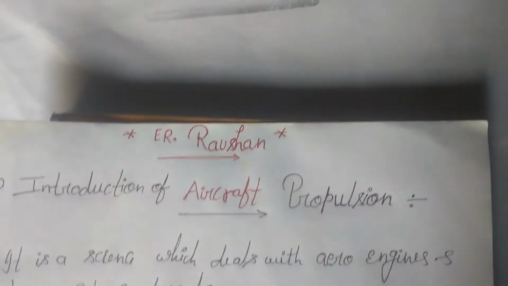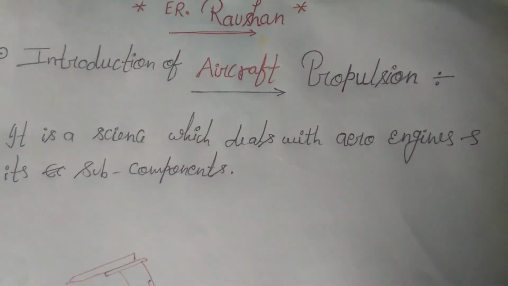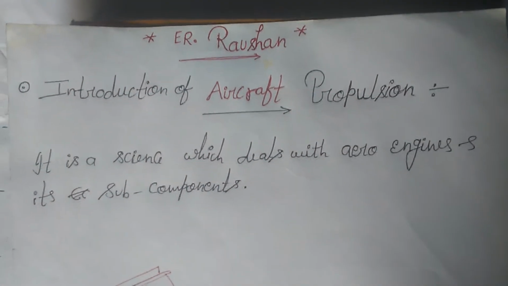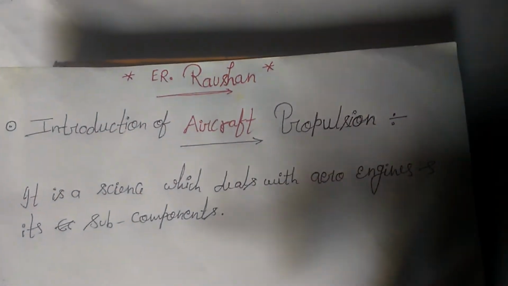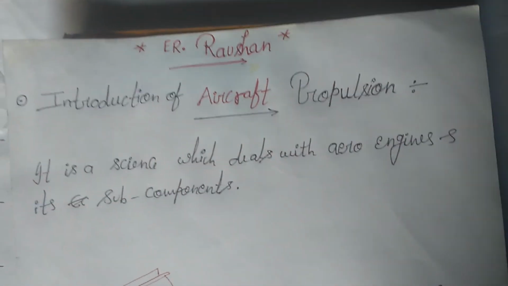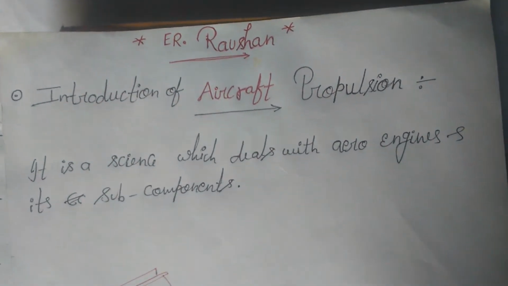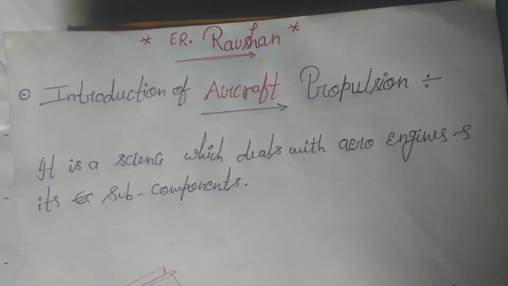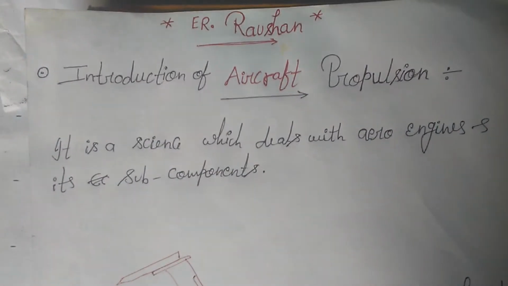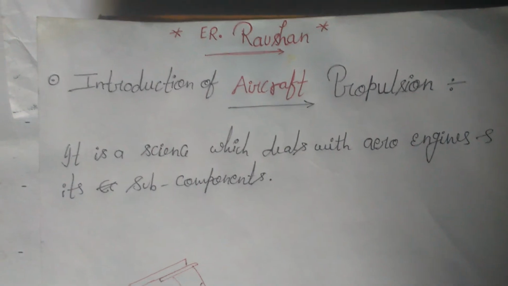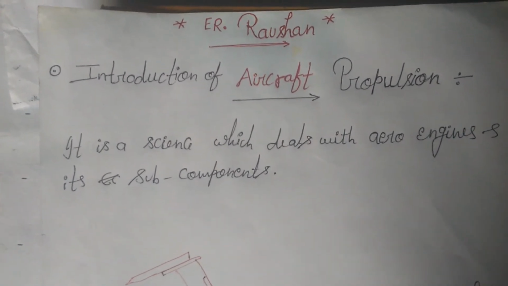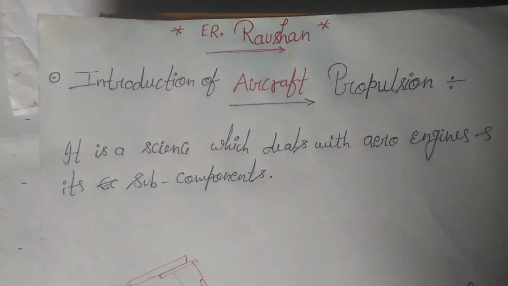It is a science which deals with aero engines and its subcomponents. Friends, we will describe each detail of what engines, aero engines and subcomponents are. It is also known as a branch of aeronautics and aerospace, which deals with the aircraft and spacecraft powerhouse system.